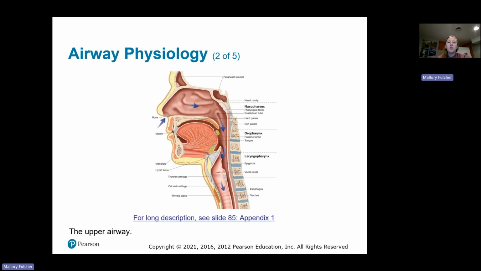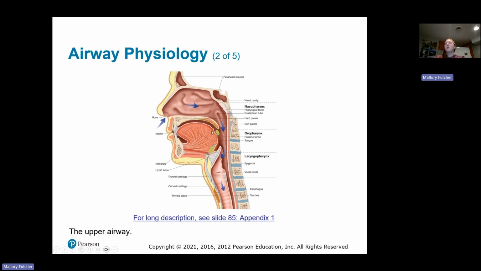Looking at a diagram here, I always find it helpful to look at diagrams versus just reading off the slides, right? So looking at this, you can see that we've got our nose, which goes into our nasal cavity. We've got these turbinates here in the nasal cavity that help warm and filter air. And then it goes back into our nasopharynx, which is the very back of our throat. And then you can see the mouth here. Obviously, we've got lips, teeth, tongue, all of those fun things. You guys should be familiar with those, hopefully.